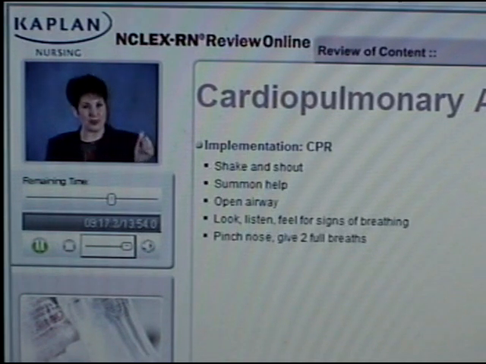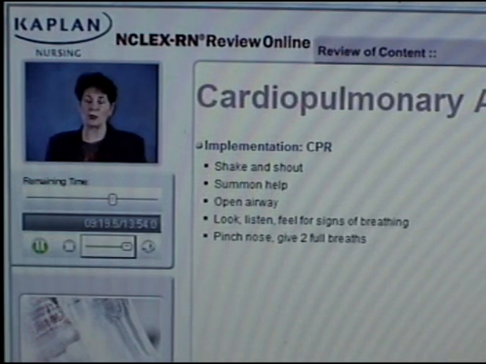The next thing, once you establish what you think is the airway, you're going to look, listen, and feel for signs of breathing. Because sometimes just the repositioning to get the airway open is all that the patient needs to reestablish ventilations.